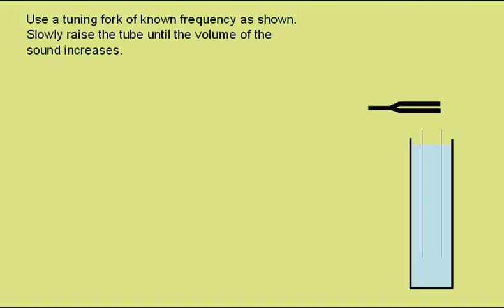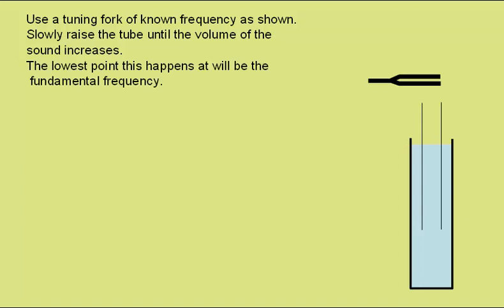Slowly raise the tube until the volume of the sound increases. This is when the column of air has the same natural frequency as that of the tuning fork. The lowest point this happens at will be the fundamental frequency, which we can represent like this, with a displacement node at the water surface and a displacement antinode near the open end of the tube.